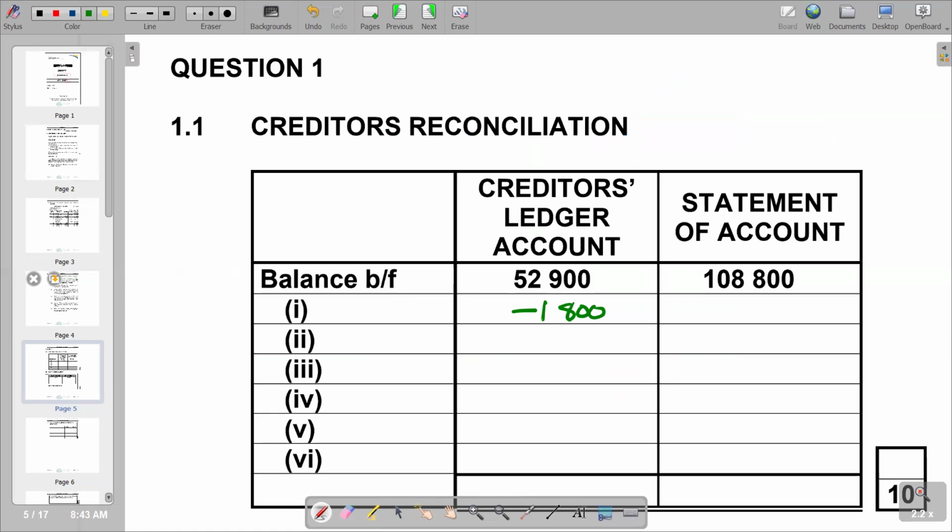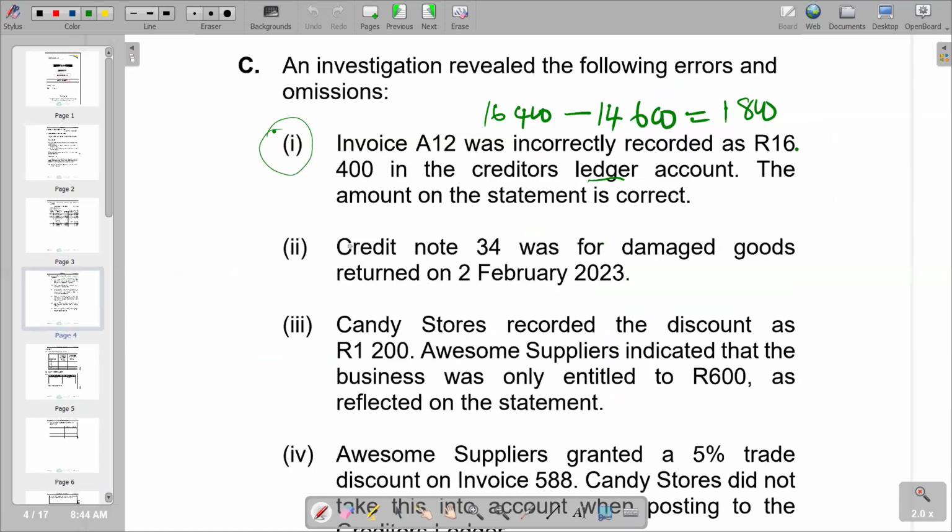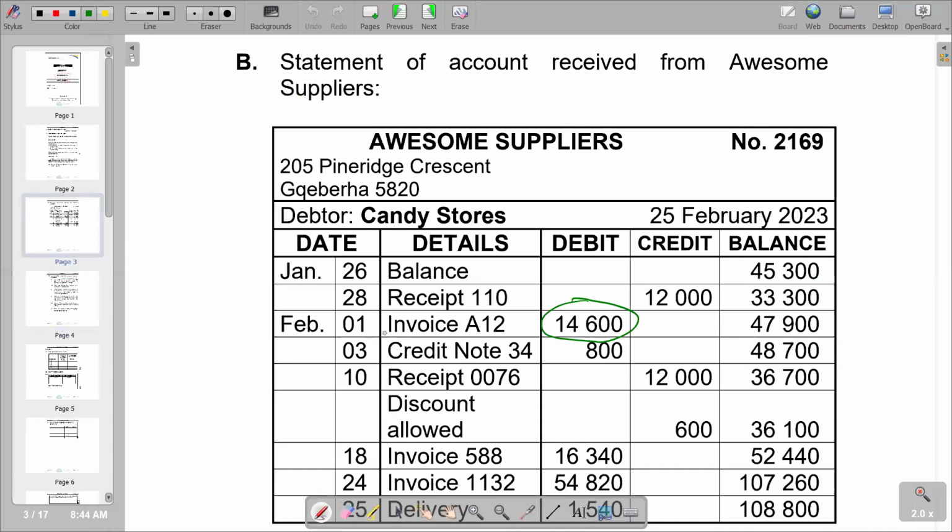Moving on to the next adjustment, which is adjustment 2. Credit note 34 was for damaged goods returned on 2 February 2023. So we can just check credit note 34. We can see that we have credit note 34 here of 800 rands. Remember, if it's a credit note, they are returns and they should not be entered on the debit side, but they should be entered on the credit side. So this is a wrong entry that was made to the debit side.